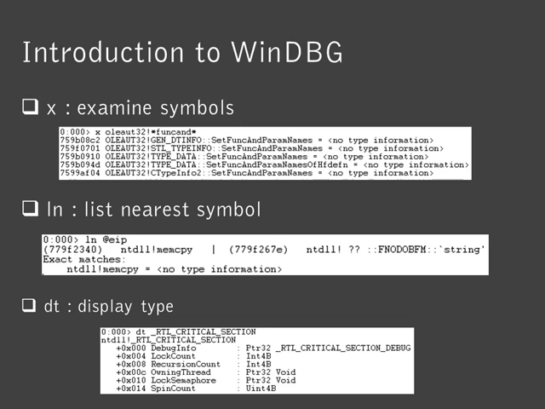So RTL critical section is like a structure? Mm-hmm. Okay. And then DT is like showing you the contents of the structure? Yeah, you can use DT a couple different ways. If you just say DT structure, it'll just give you the structure, which is the same thing you can get from MSDN. However, if you say DT structure and then give it an address, it will actually apply that and go, okay, the first element is 4 bytes and is a pointer, and it will actually give you the value as well, which is useful.